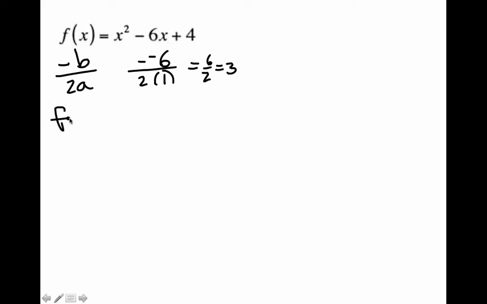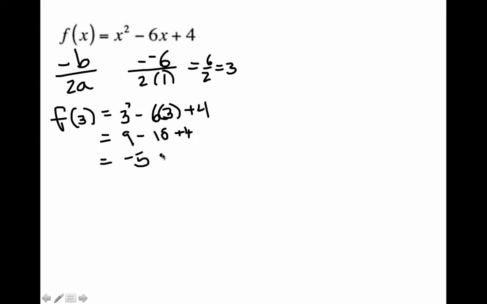I now need to find the y-coordinate by plugging in 3. I get 3 squared minus 6 times 3 plus 4. I get 9 minus 18 plus 4, which is 13 minus 18, or negative 5. The y-intercept, if I needed to find that, would be 4. It's just the constant in the original form when you're dealing with general form. So already I have enough information to graph.